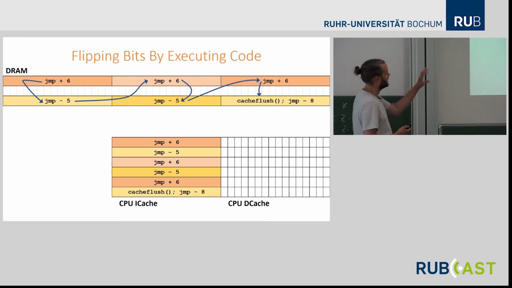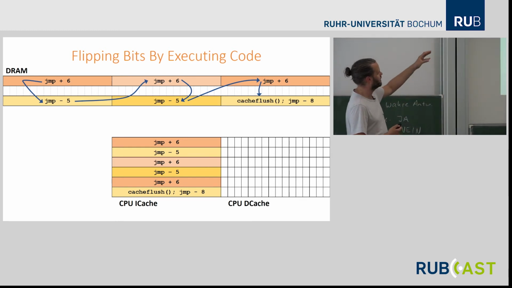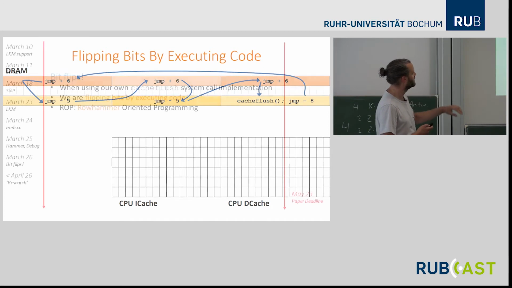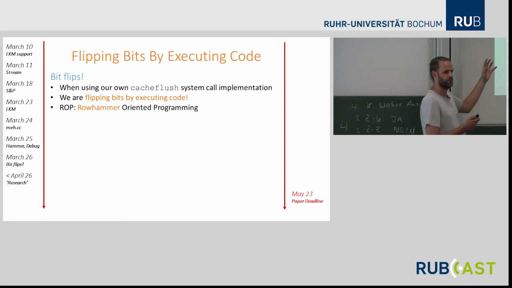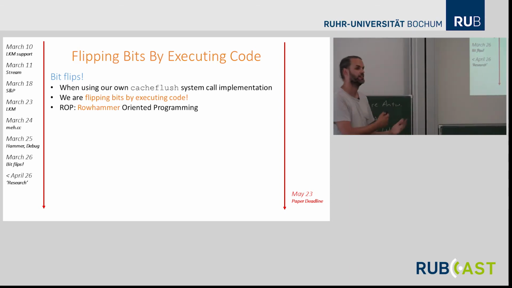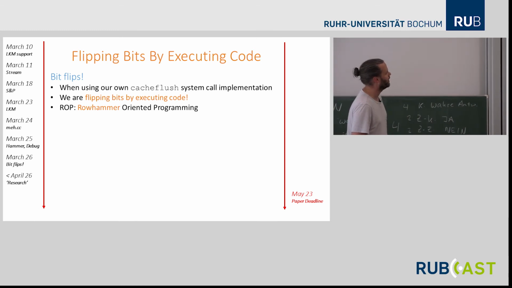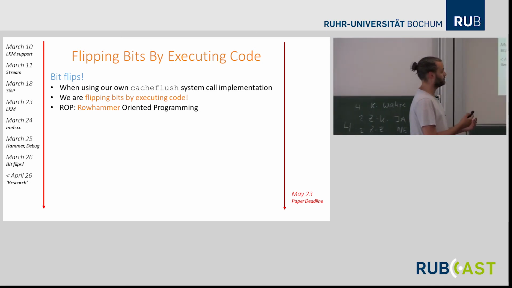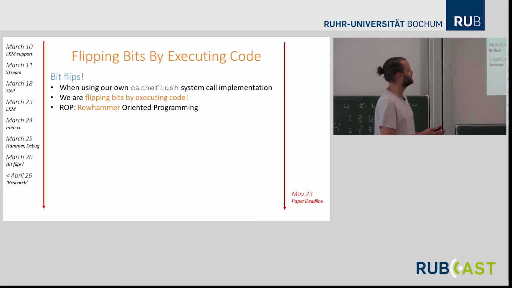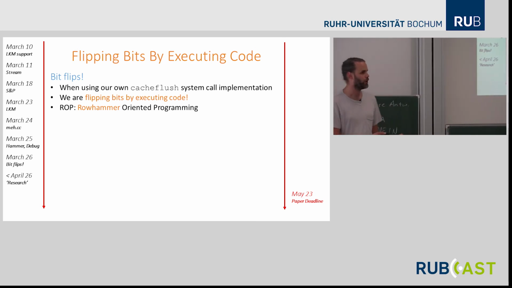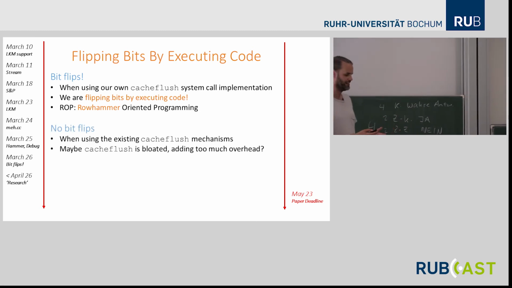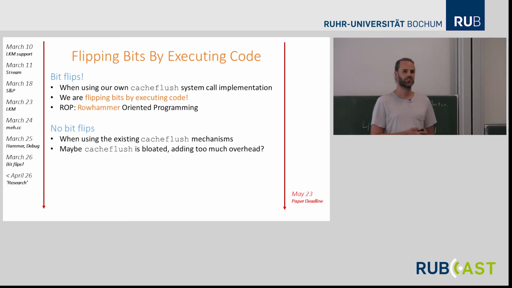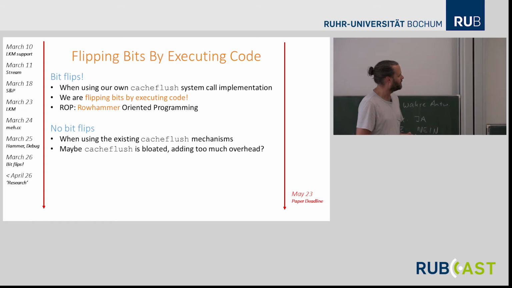And basically what we're doing here is executing instructions and then flushing these instructions from the instruction cache, so they will be gone, and trying to flip bits by executing code. And it worked, right? Super cool. So we were using, again, our own system call implementation for Gasflush, and we were flipping bits by executing code. I was really impressed by this. So you can do things like Rowhammer-oriented programming if you have the right gadgets. But then I switched to using the Android Gasflush system call, and it didn't work again.